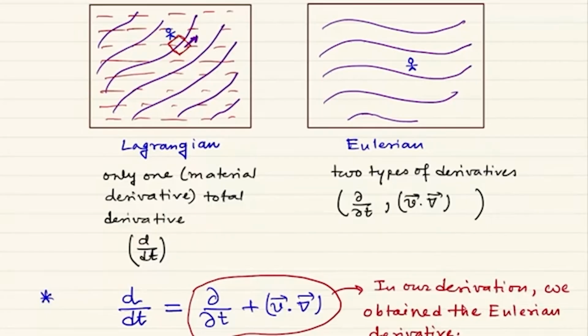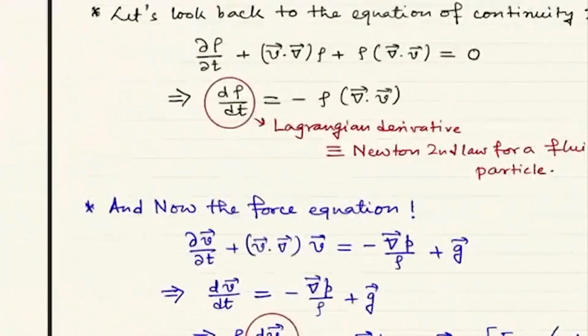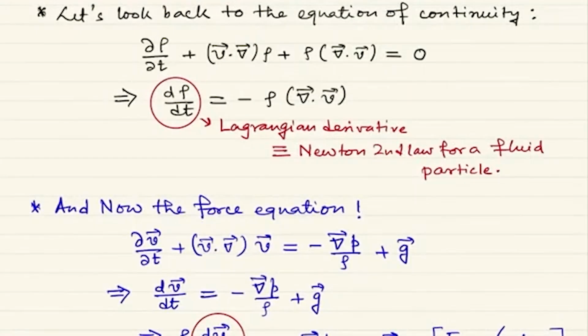In our derivation, starting from the kinetic theory, we obtained the Eulerian derivatives. Now these derivatives are sometimes called the material derivative or the total derivative. This is sometimes important when we are talking in terms of fluid particles.